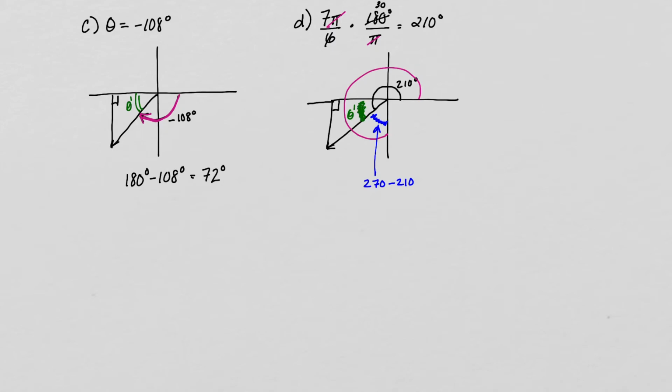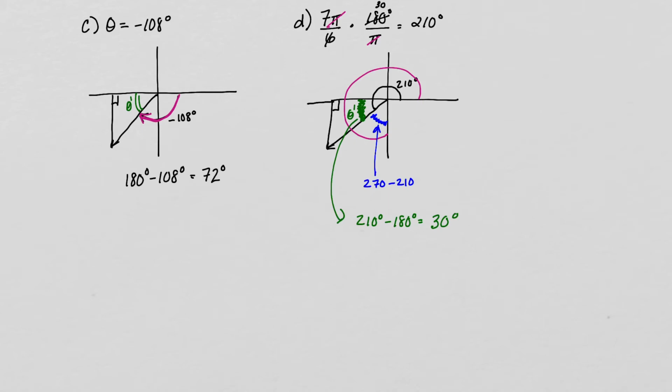To find this green one, as I go around, this first part from here to here is 180, and then I had to go a little bit more. So the easiest way to find the green angle is to do 210 degrees minus 180 degrees. That tells me how much more past 180 I had to go. You can do 180 minus 210, but you'll get a negative answer, and then you have to turn it positive. So it's a little easier to flip the subtraction around at the beginning. So 210 minus 180 degrees gives us 30 degrees.